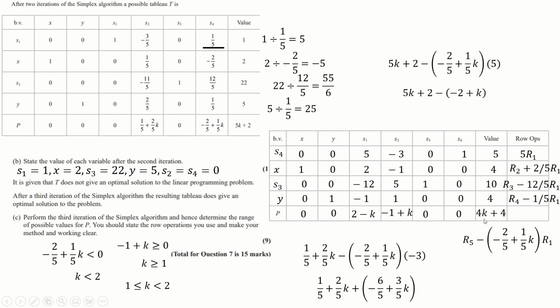And now this is our profit, so state the possible values for p. Well, if k was 1, then this is 8, so we're greater than or equal to 8. If k was 2, this will be 12, so we're less than 12, so the profit is in between those two. That's the whole paper.